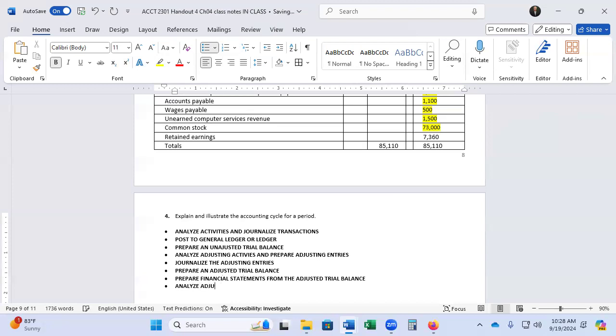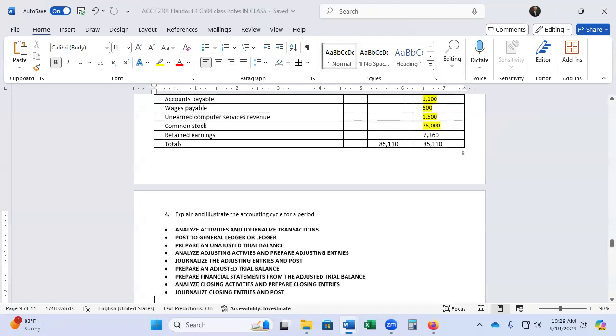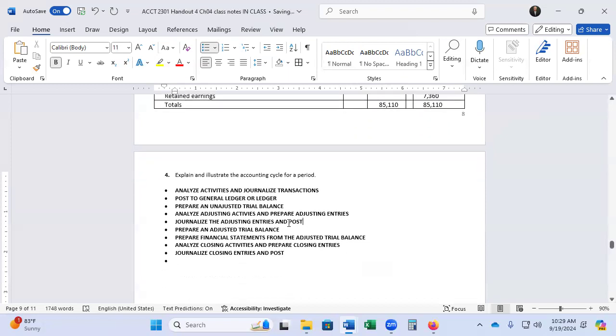Analyze closing entries. And prepare closing entries. I just put journalize entries and post. I added and post up to here, but again, computer does all this for us now, so we don't really think about that too much. And then you prepare a post-closing trial balance.